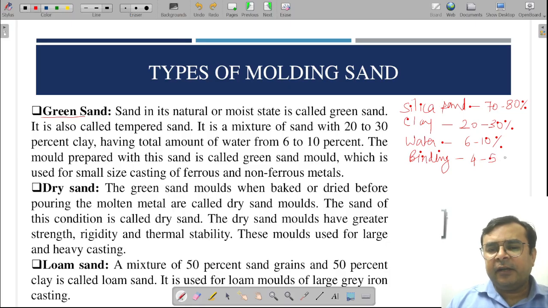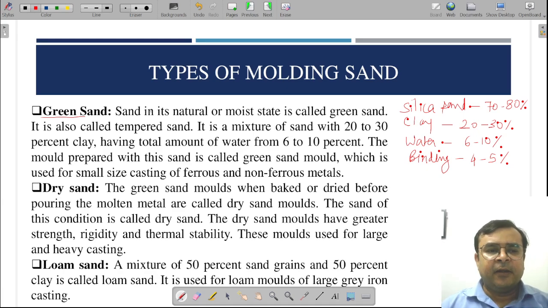So any sand which contains moisture and has a composition like this, which I am writing here, is called green sand. So sand in its natural or moist state is called green sand. It is also called tempered sand, and it is a mixture of 20 to 30% of clay, and the rest is molding sand, that is silica sand, and around 6 to 10% of water. Okay, and this is generally suitable for making small size castings made up of ferrous and non-ferrous metals. So this is all about green sand.